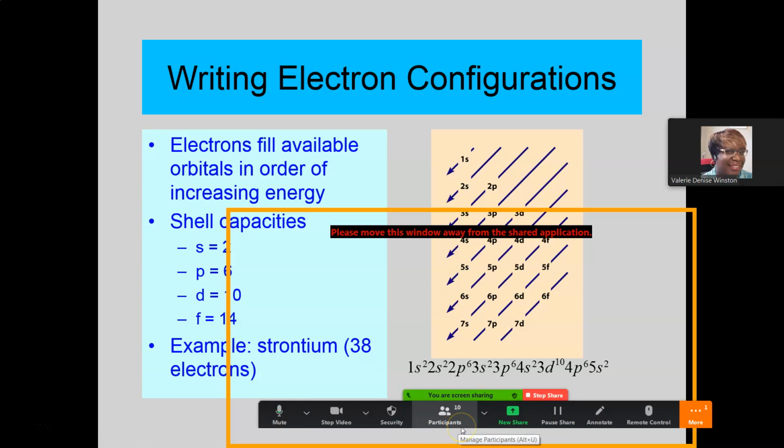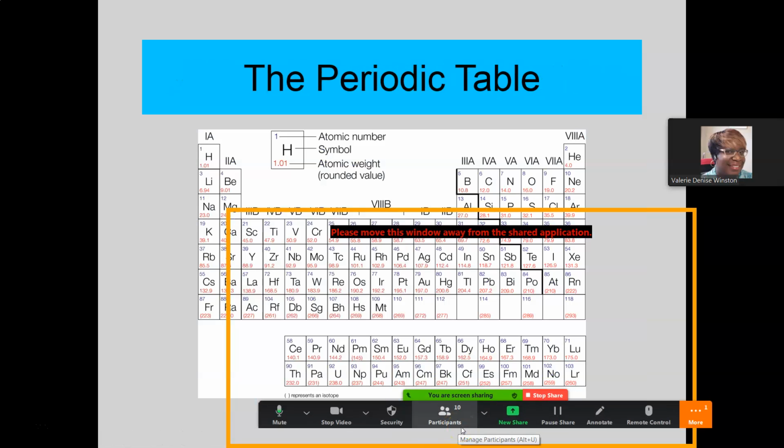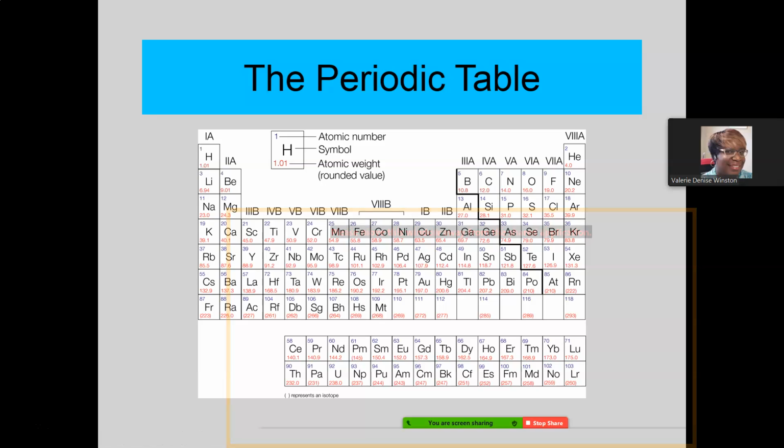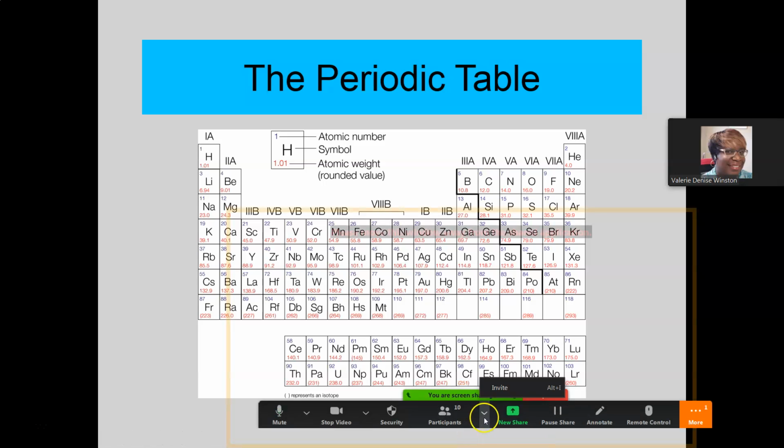Now let's go back to, that's not what I wanted to do. Oh, I know what I want to do. I want to go to the periodic table and show it. 1s2 right there, 2s2 right there, 2p1, 2p2. There we are, right there at carbon. So that one was fairly easy, right?